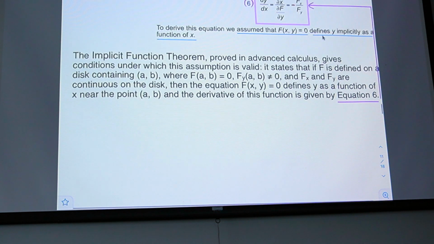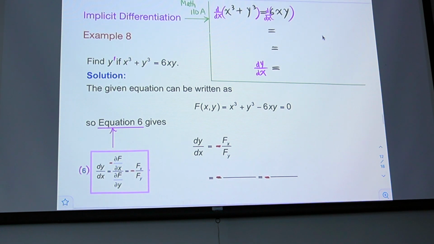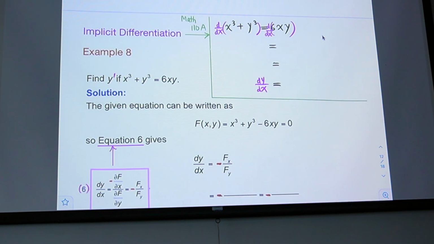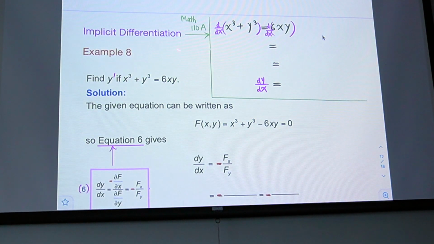Now you say, well, how do you do that? Well, let's look at an example. An example is better, and let's start with something a little bit familiar first. We're trying to find y prime if x cubed plus y cubed equals 6xy. How do we do that in Math 110A? You don't need to solve for y. Remember implicit differentiation? You can differentiate both sides with respect to x first, and then later solve for dy/dx, right?